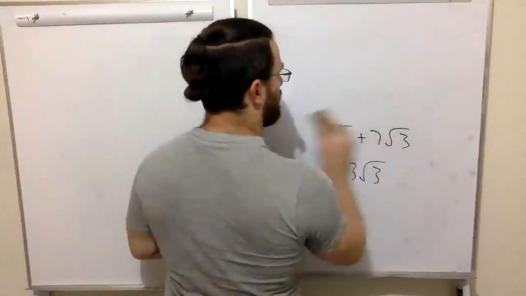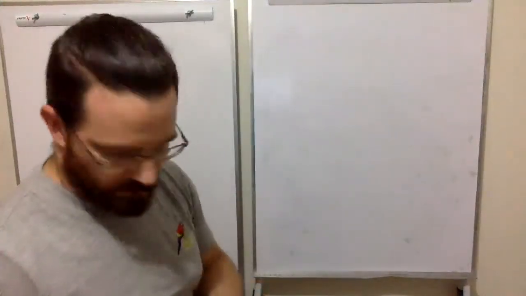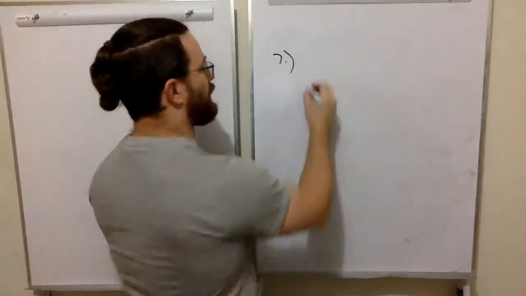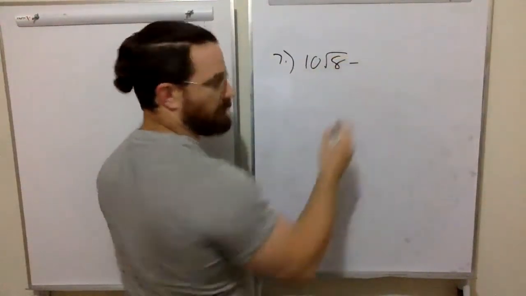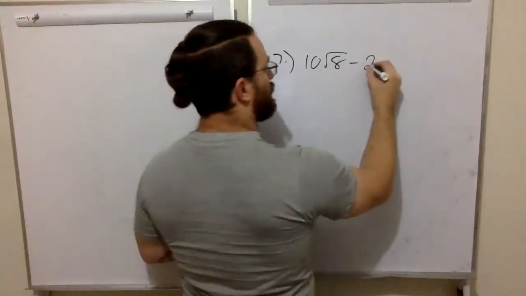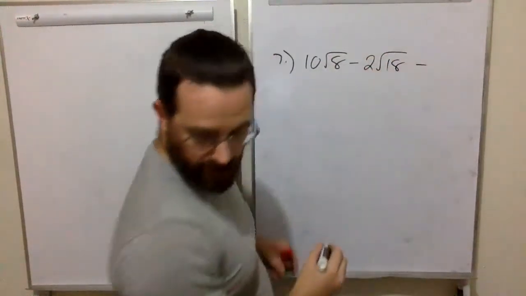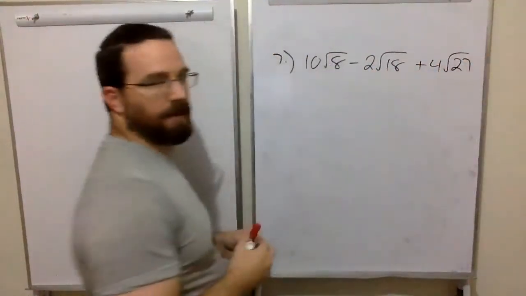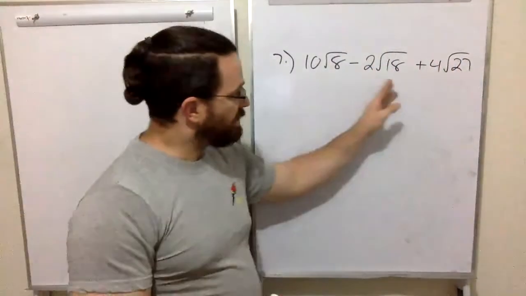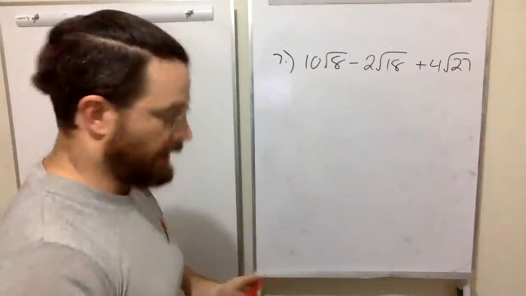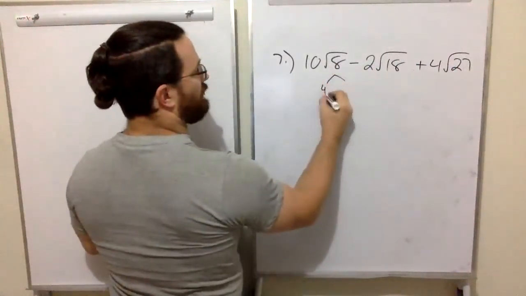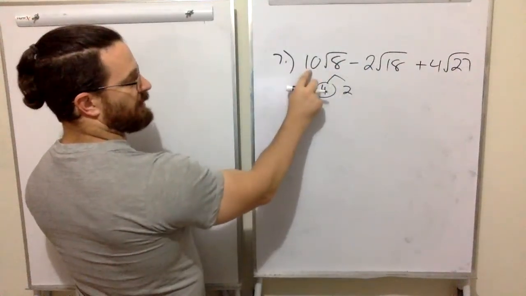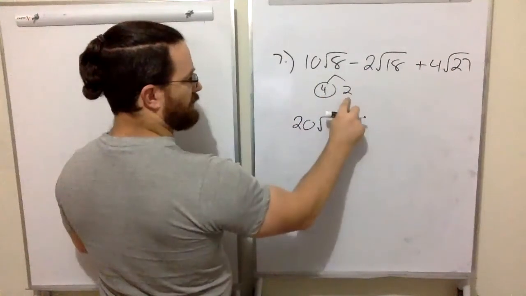Last one, number 7. So if I have 10 radical 8 times 2 radical 18 plus 4 radical 27. So let's go through, start simplifying our radicals and see which ones we can add, if any. So this one would be 4 and 2. There's my perfect square. This comes out as a 2, multiplies here to make a 20. And I'm still left with the 2 here.